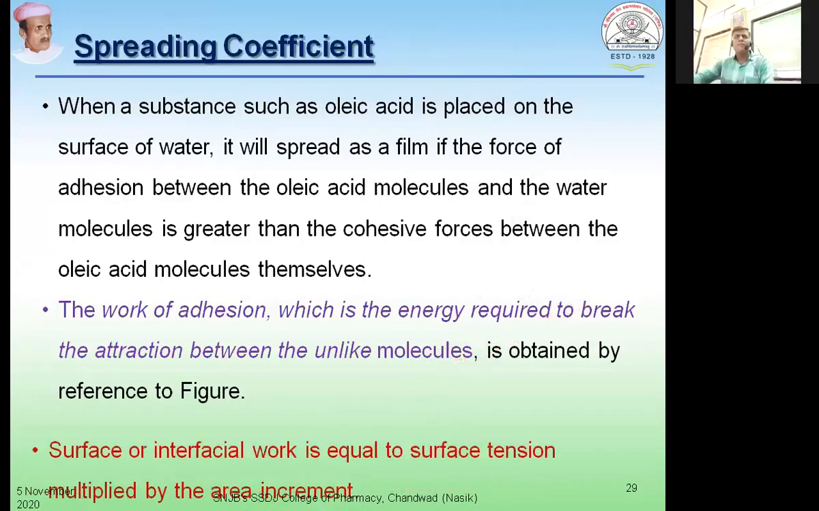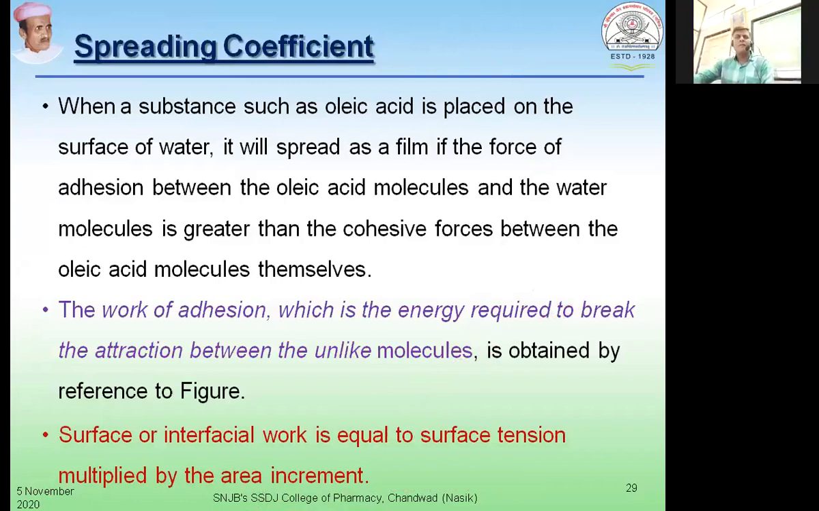Say for example, we are considering two hypothetical cylinders. The upper part of the cylinder is spreading liquid and the lower part of the cylinder represents the sublayer liquid. Now we know that surface or interfacial work which we will have to carry out to separate these two layers, we will have to work against surface tension multiplied by the area which is being increased.